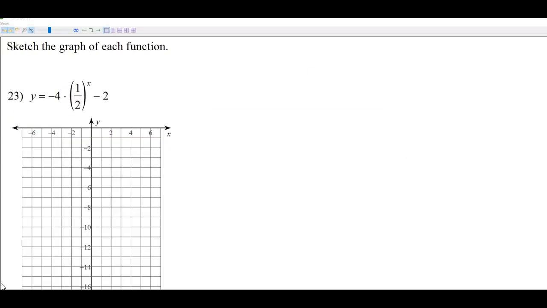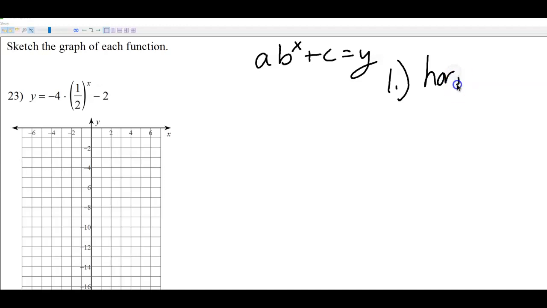Now, this is an exponential function, you guys. You have this stuff in your notes, but if you don't want to bother flipping through notes and you want to just take some extra ones on your worksheet, you can. Exponential functions are ones that look like this. Now, when you graph these things, first of all, you want to find your horizontal asymptote.